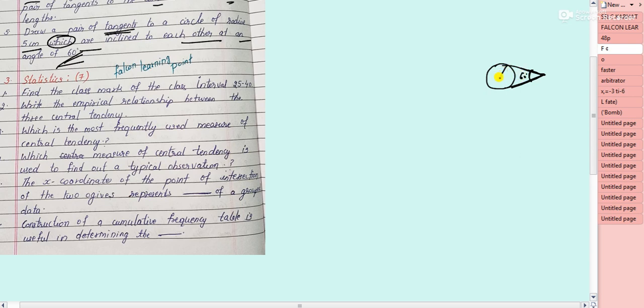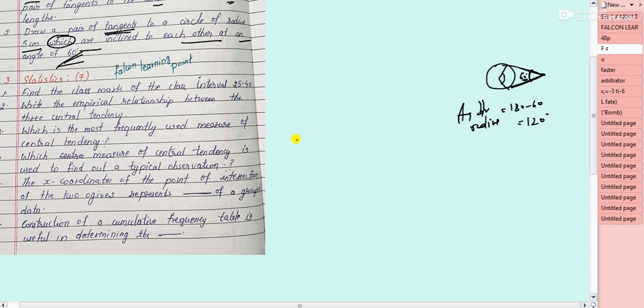So what about the angle between radius? It is always 180 minus this. 180 minus 60 which is equal to 120. You can write here angle between radius is equal to 180 minus 60.